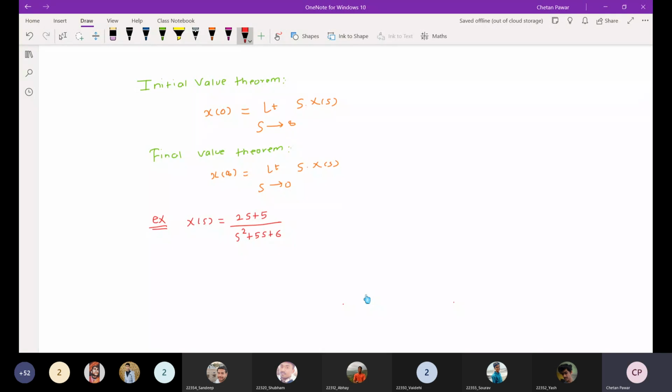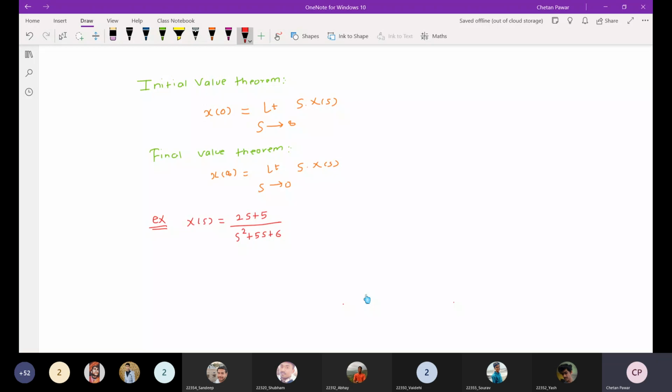So if you want to check the initial condition of the particular system, or particular signal, similarly, if you want to check the steady state value of the particular signal, we need to use the initial value theorem and final value theorem. So initial value in the time domain and final value in the time domain.